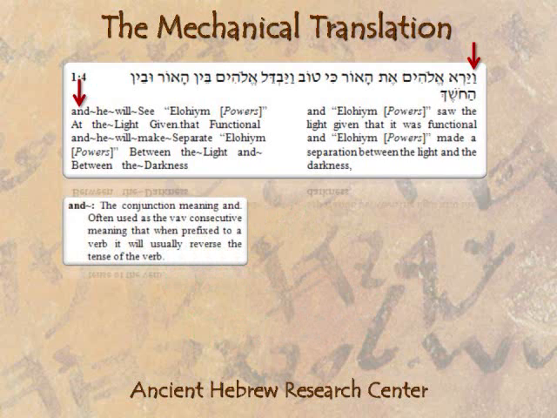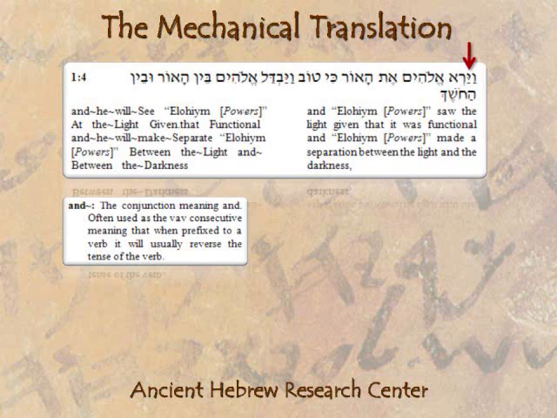Here is the dictionary entry for that prefix and. Every prefix, suffix, and word used in the mechanical translation appears in the dictionary to give you a much broader meaning of that word. And here's the word and in the revised mechanical translation.